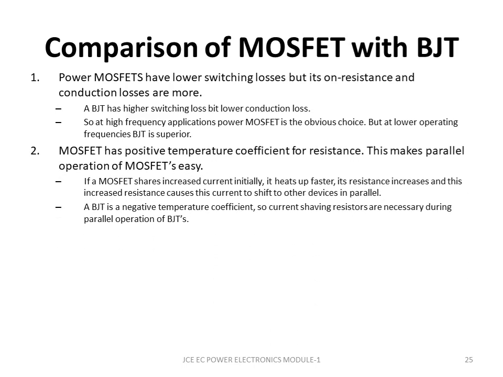Next, the MOSFET has a positive temperature coefficient of resistance. This makes parallel operation of MOSFETs easy. If a MOSFET shares increased current initially, it heats up faster. Its resistance increases, and this increased resistance causes the current to shift to other devices in parallel. A BJT has a negative temperature coefficient, so current sharing resistors are necessary during parallel operation of BJTs.